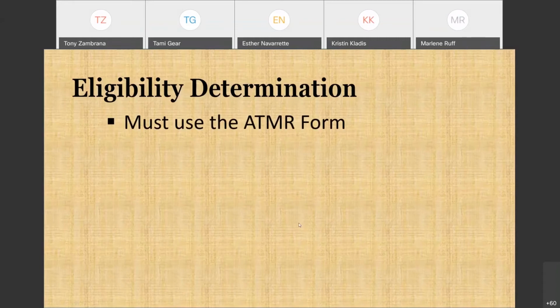Okay, good, thank you. Okay, so first of all, you must use the ATMR form. That is a required form when you're determining eligibility. Somebody said earlier, well, we were told not to submit the application until eligibility has been determined. And like Tony said, that is not the case, you submit the application, then you get the eligibility going. And just so that it is noted, the district, the LEAs have 45 school days to complete the eligibility determination. So that will help you know that.